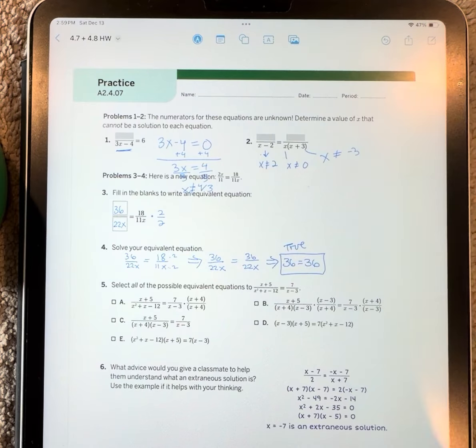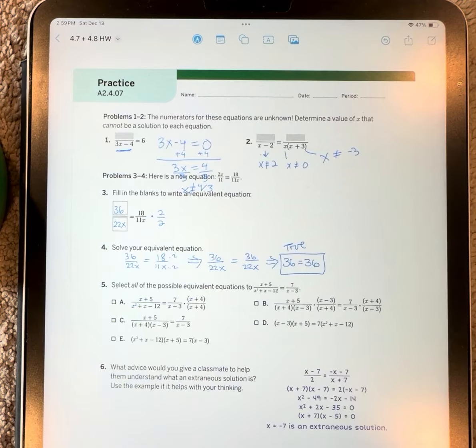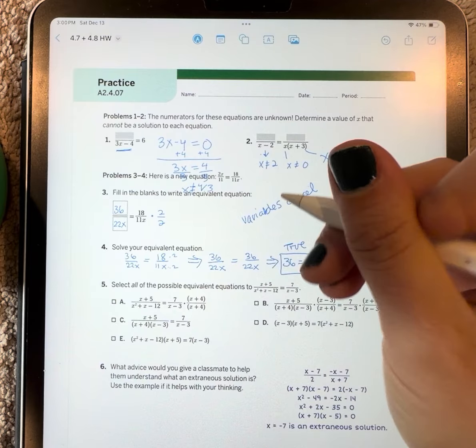Whenever in algebra, anytime in algebra, it doesn't have to just be with rational equations, anytime in algebra that your variables go away, cancel out, they're gone, okay?